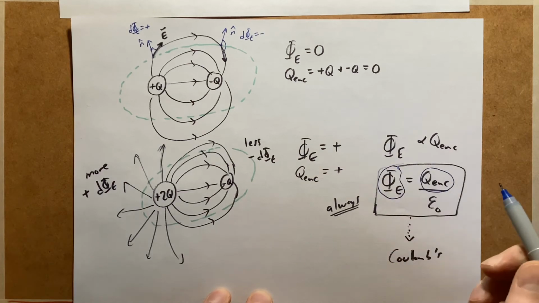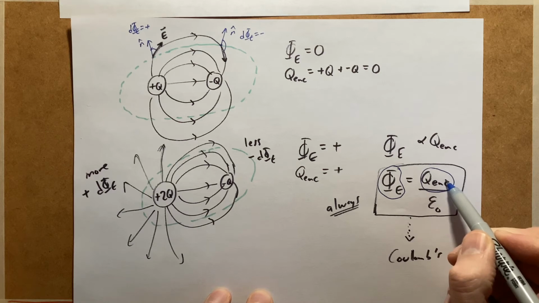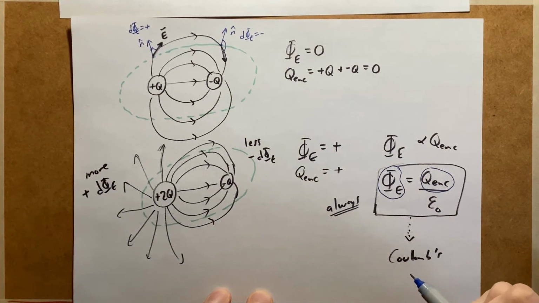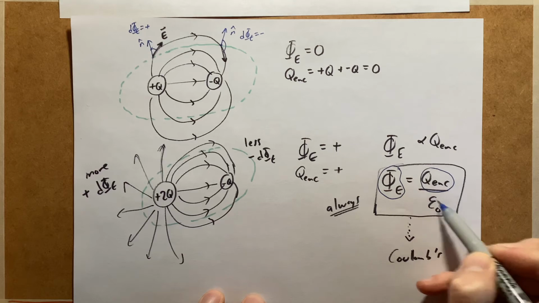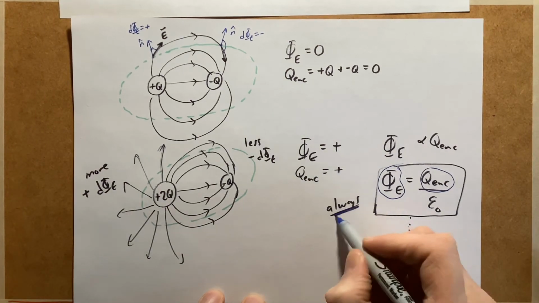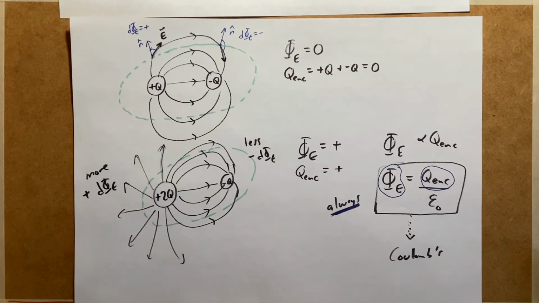In fact, this is the easiest thing imaginable. If you can count up how much charge lives in the surface, divide it by this constant, boom, you're done, okay? That's as easy as it is, and there are some homework problems where that's it. If you get given the charge that lives inside, divide by this constant, boom, you're done. That is the flux, okay? And this is always true no matter what. However, there's a catch, okay?